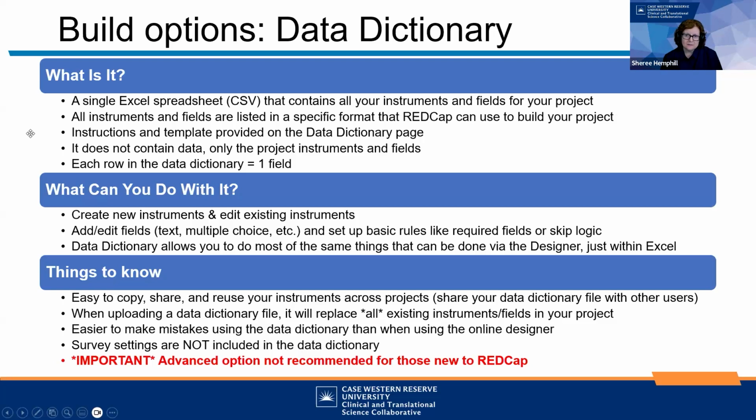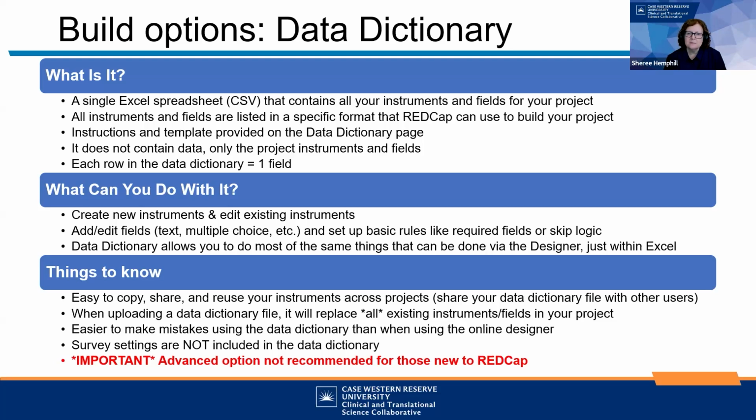So that was the online designer that we were looking at, with point and click buttons, easy to edit. Now this is the data dictionary. Behind every project, there is a data dictionary, whether you use it or not. It actually contains the setup for your project. It contains a list of fields and which instruments those fields belong to in a spreadsheet, and all the details about each field are in that spreadsheet.